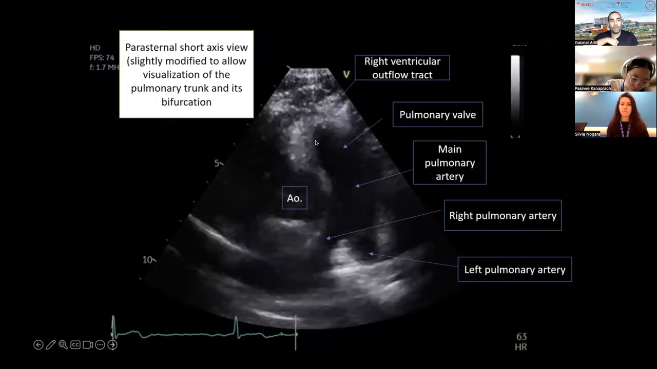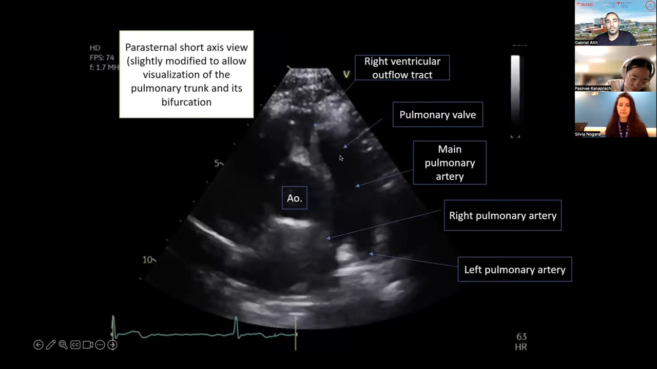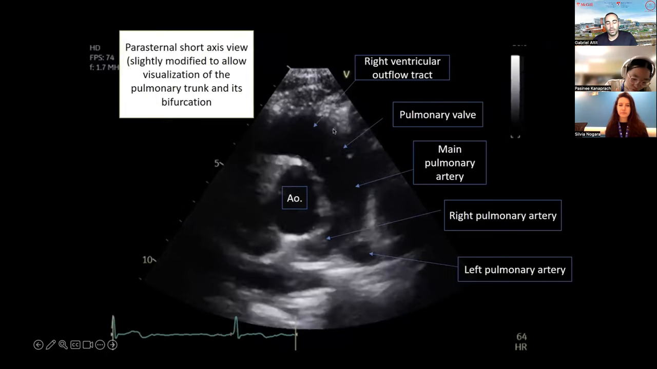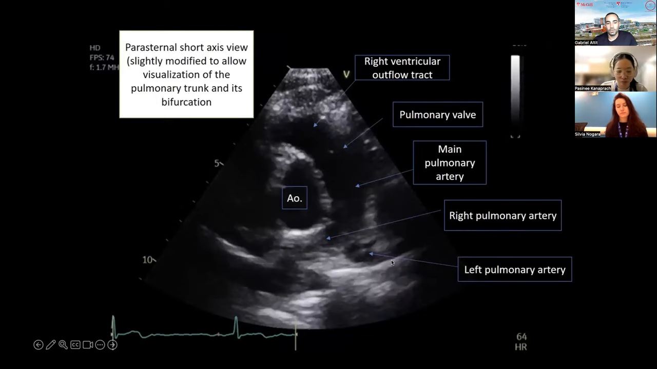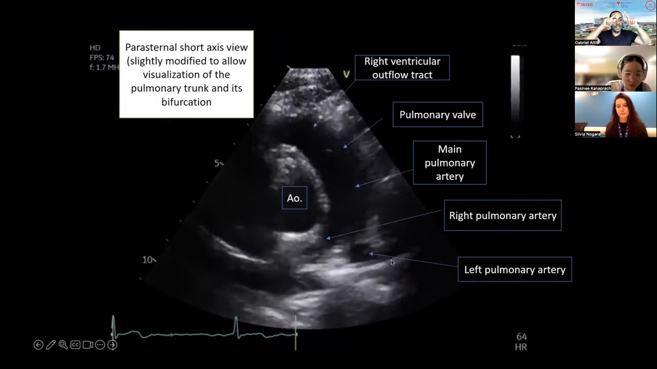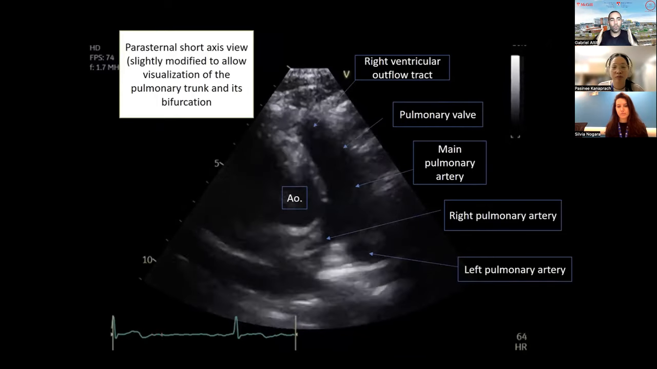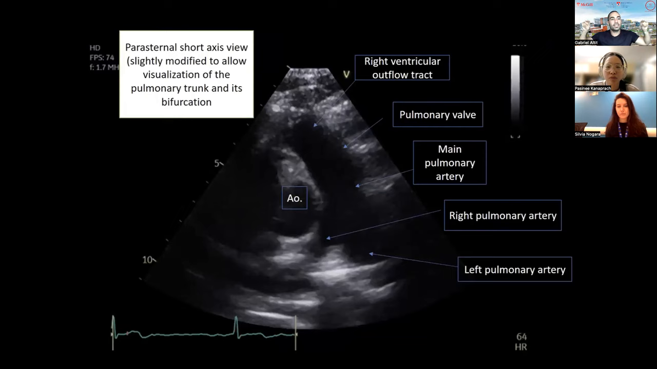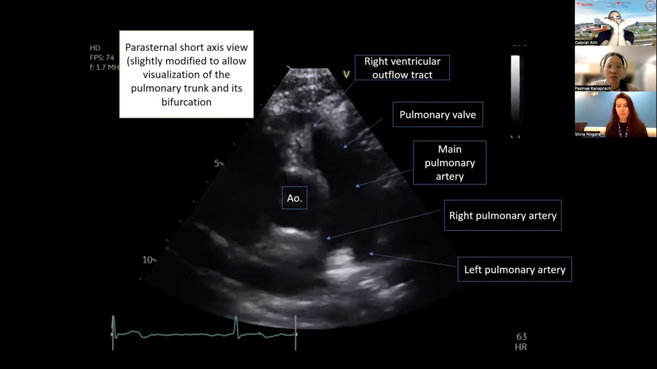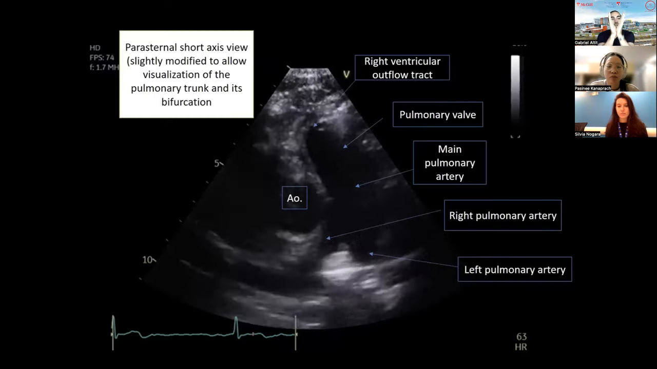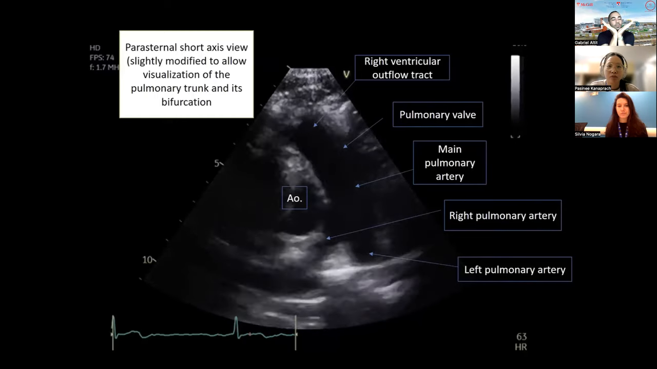If you go a bit more cranially, you can see your RVOT and pulmonary valve. You can see your main pulmonary artery. You can see your right pulmonary artery and your left pulmonary artery, which in babies is often going to be more curved like this instead of being more like a Y. And that's why they get this peripheral pulmonary stenosis. It's because the pulmonary arteries are more stretched like this instead of being more like this. So they get a bit of functional acceleration.